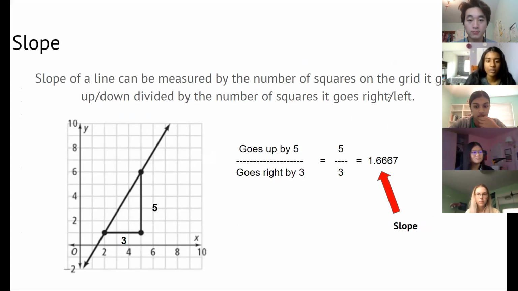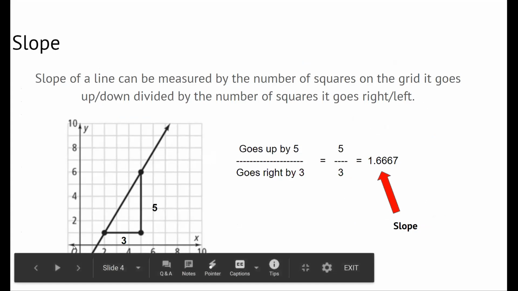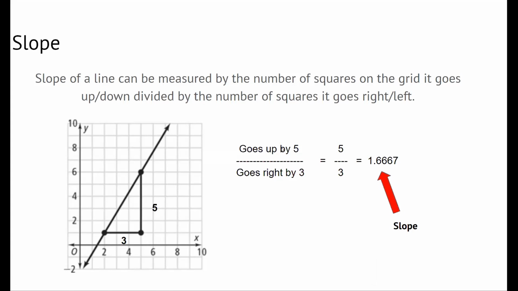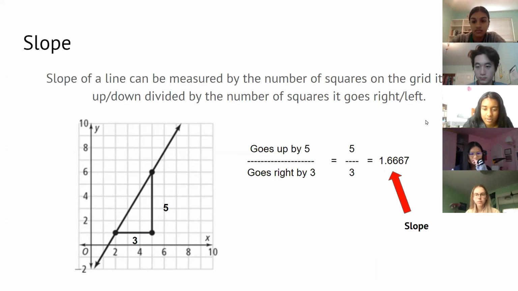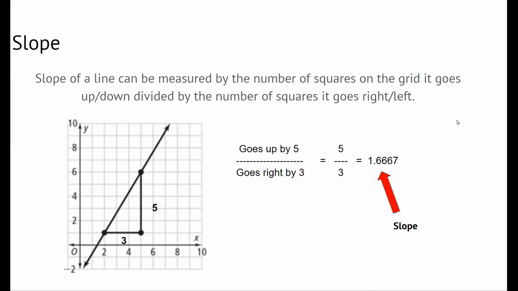So now we're going to try and find the slope of a line. The slope of a line can be measured by the number of squares on the grid it goes up or down divided by the number of squares that it goes right or left. So we can think of this as rise over run. Here we have this line and it goes up vertically by 5 squares, and then it goes right by 3. So we do 5 divided by 3 and we get 1 2/3 or 1.6667. So the slope of this line is 1 2/3.